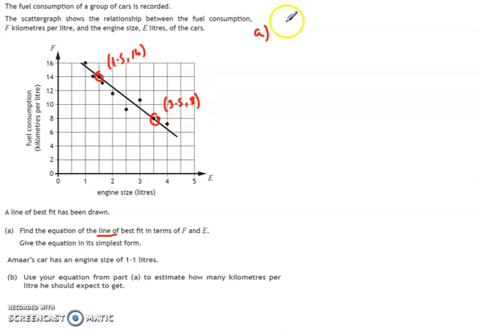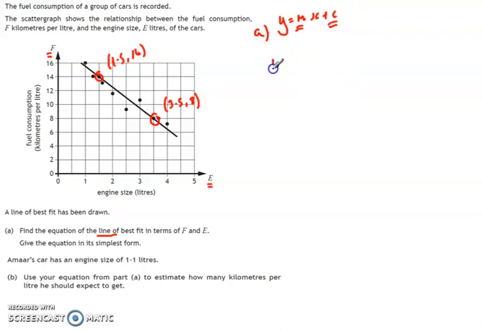Now remember, the equation of the line is normally y equals mx plus c. But in this case, we're using different letters. We're using an E and we're using an F. So in this equation, we replace the y with the F and we replace the x with the E. Now, whether we do that at the start or whether we do our calculation as normal using y and x and then replace them at the end, that's neither here nor there. The key thing is your final answer must be in terms of these two variables. Now, to get this equation, we need two things. We need the gradient and we need the y-intercept.